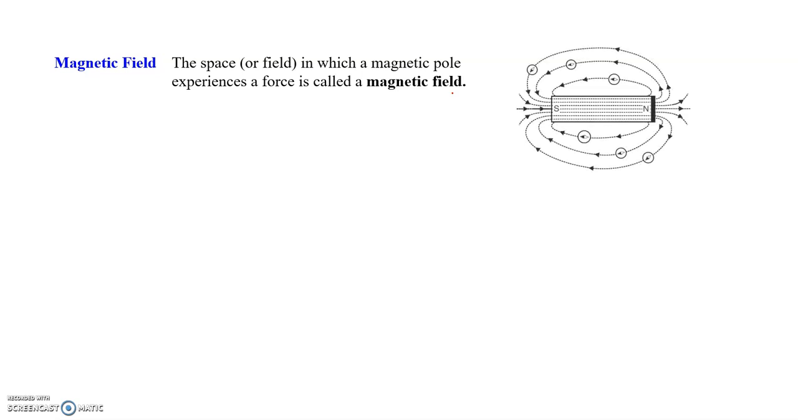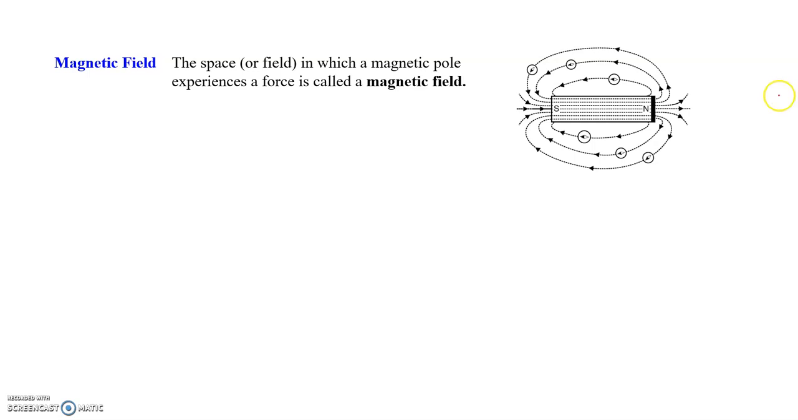The magnetic field is the space in which a magnetic pole experiences a force. We know that whenever a magnetic pole is around something, then in this particular space or field, the magnetic pole experiences a force. The space or field in which the magnetic pole experiences the force is called the magnetic field.